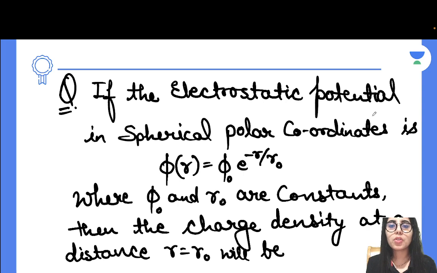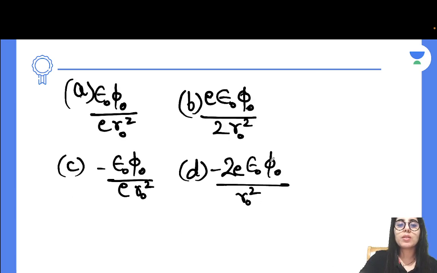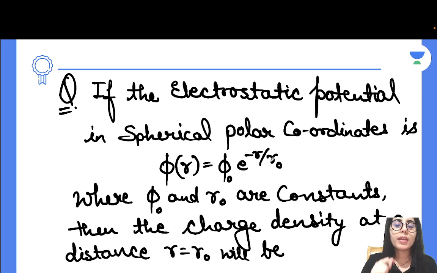So if the electrostatic potential in spherical polar coordinates is phi r is equal to phi naught e to the power negative r over r naught, the first thing you have noticed in this question after reading it and going through the details they have given you, can you mention it? What is that point you think is most important and you have to focus on? Mention it in the comments right now. Okay, otherwise I'm just gonna mention it now.